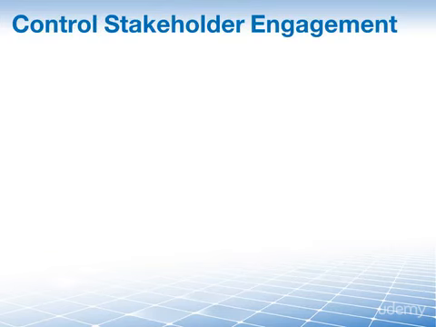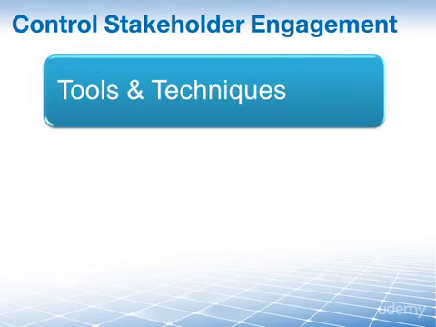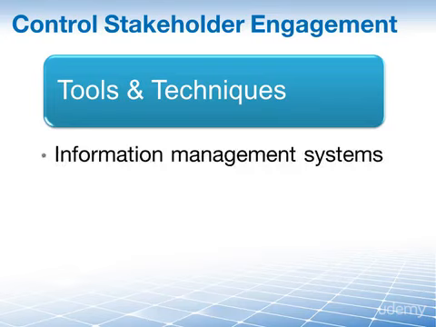There are 3 tools and techniques in the control stakeholder engagement process: information management systems, expert judgment, and meetings. So the first, information management system, these are facilities, processes, and procedures used to collect, store, and distribute information between producers and consumers of information in physical or electronic format.